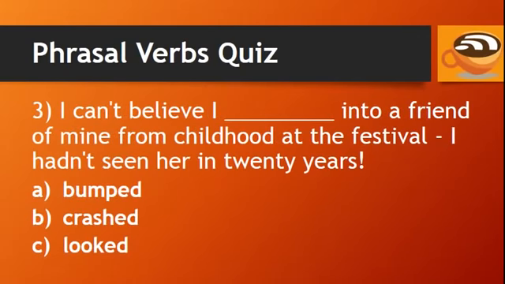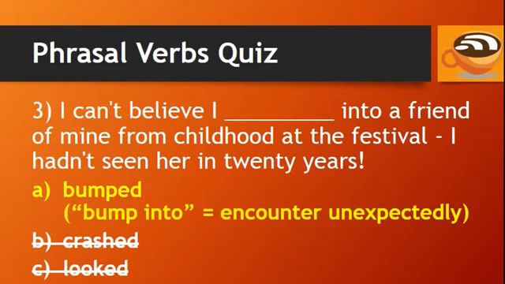Number 3. I can't believe I... into a friend of mine from childhood at the festival. I hadn't seen her in 20 years. The correct answer is bumped. The phrasal verb bump into someone means to encounter the person unexpectedly.